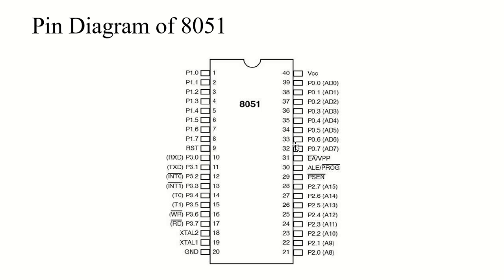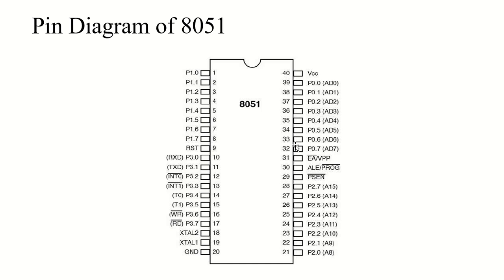Now let's talk about port 0 as input and output, one by one. With a resistor connected to port 0, in order to make it an input, the port must be programmed by writing 1 to all the bits. In the following code, port 0 is configured first as an input port by writing 1 to it, and then the data is received from port 0 and sent to P1.